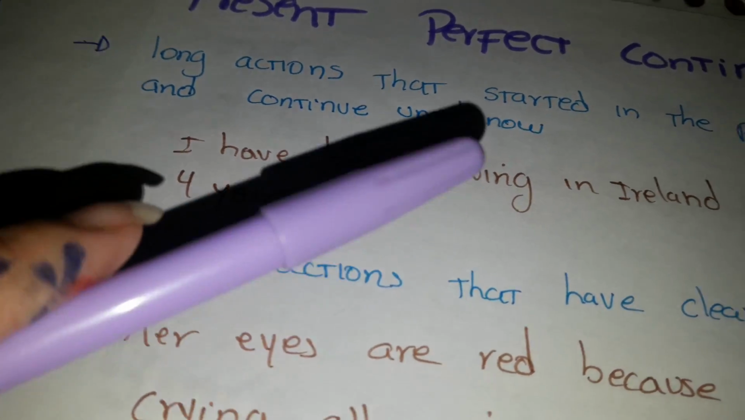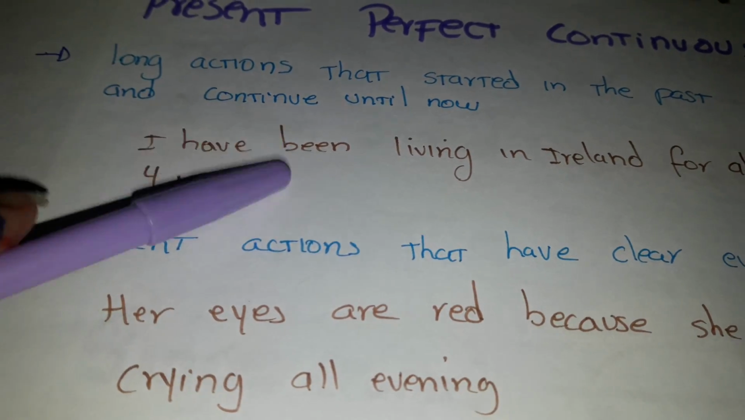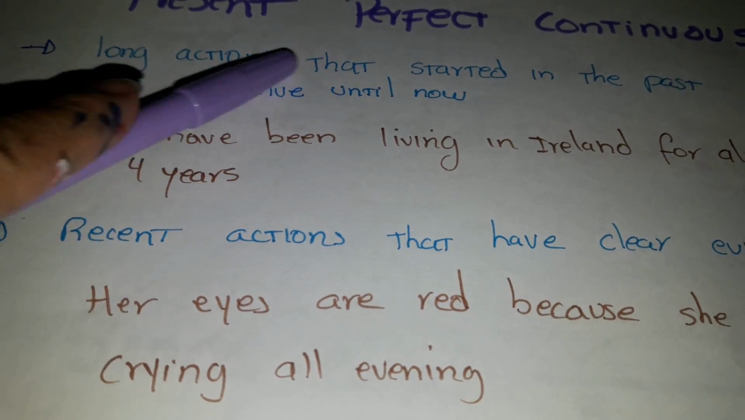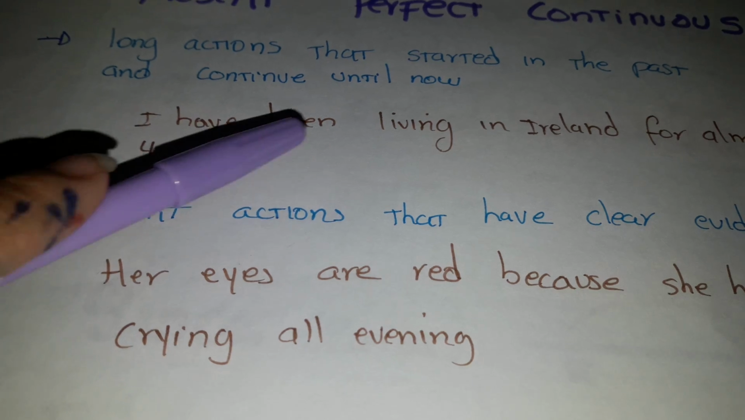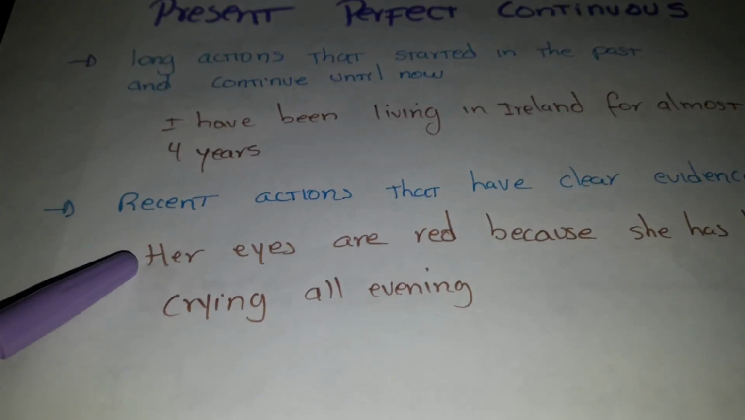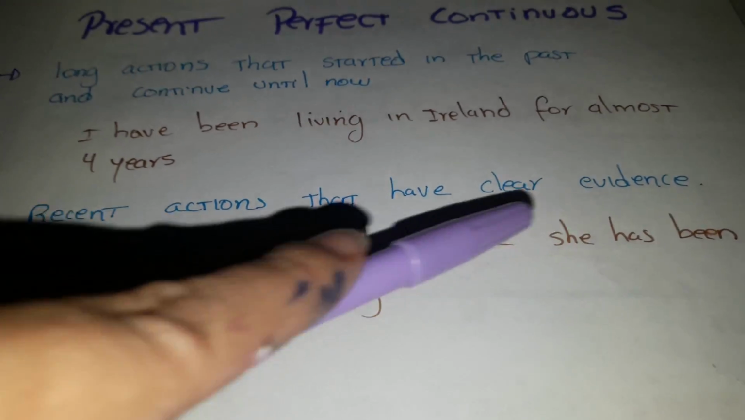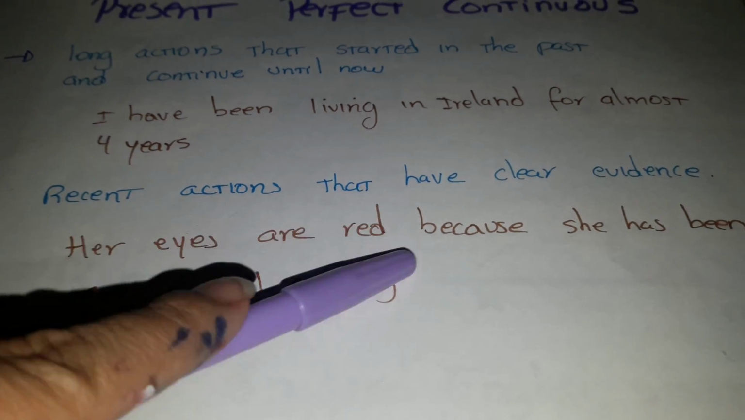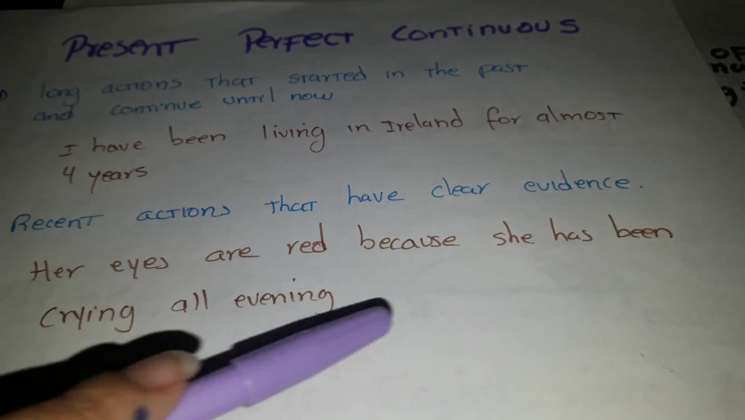Long action that started in the past and continued until now. Long action is an example. I have been living in Ireland for almost 4 years. Long action for a year. Recent action that has clear evidence. Her eyes are red because she has been crying all the evening.